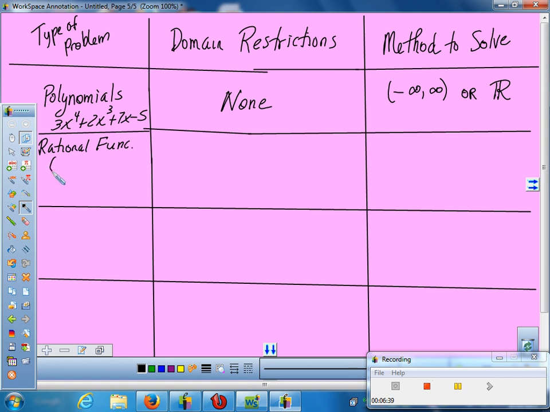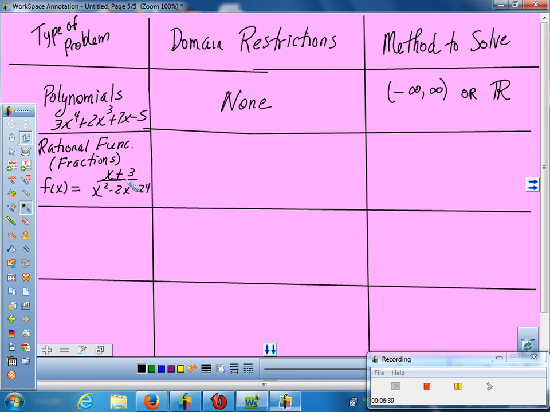The second kind is a rational function. Rational functions are fractions. I'm talking fraction problems. It'll look something like this, a function of x that is a fraction. What's the one thing you can never have in a fraction?